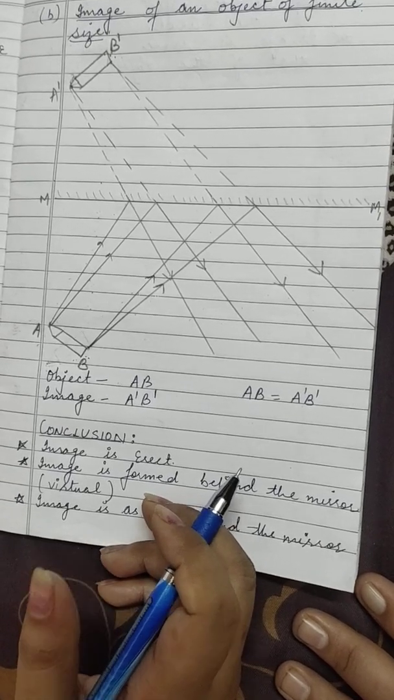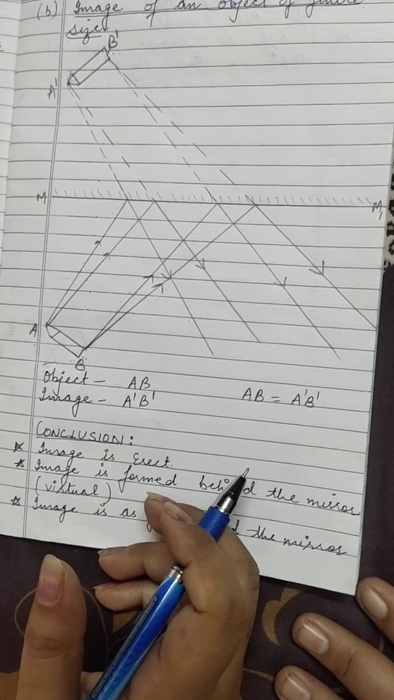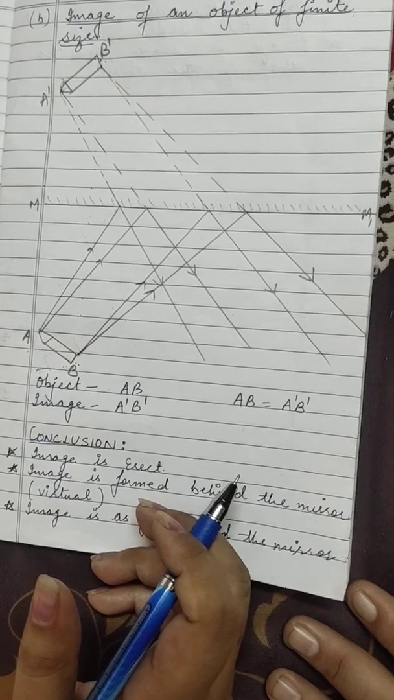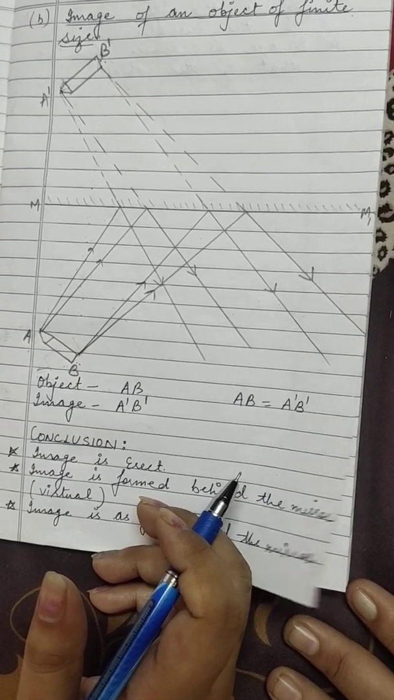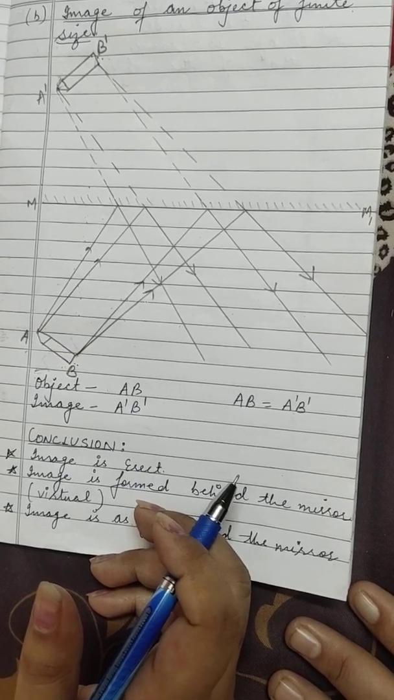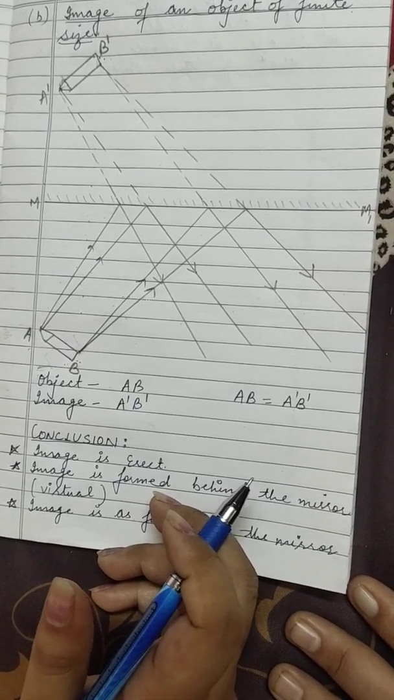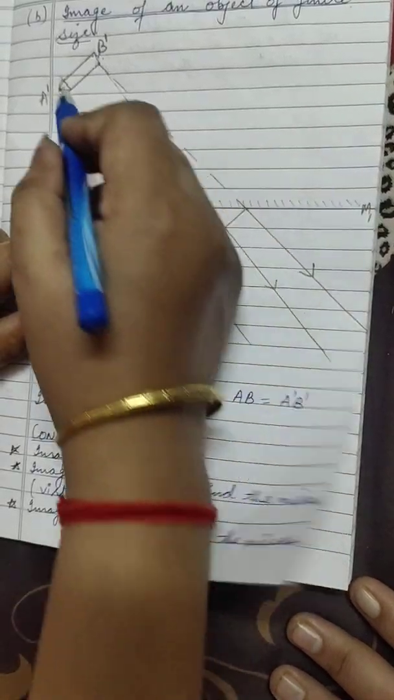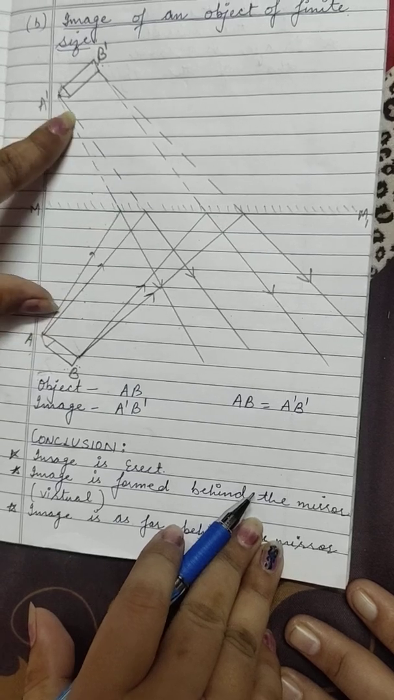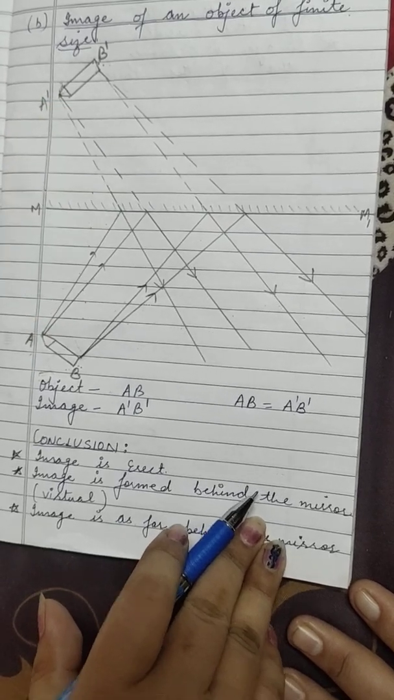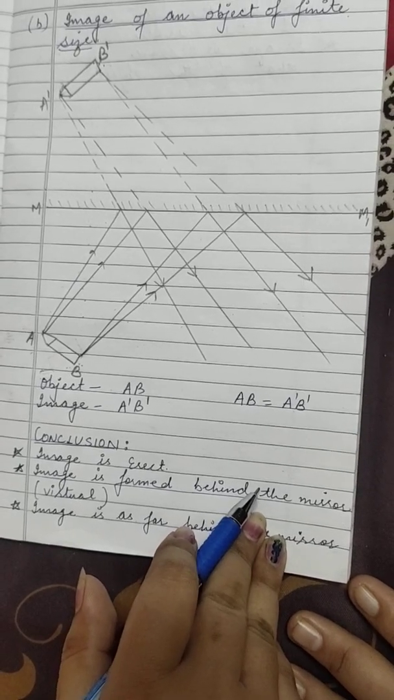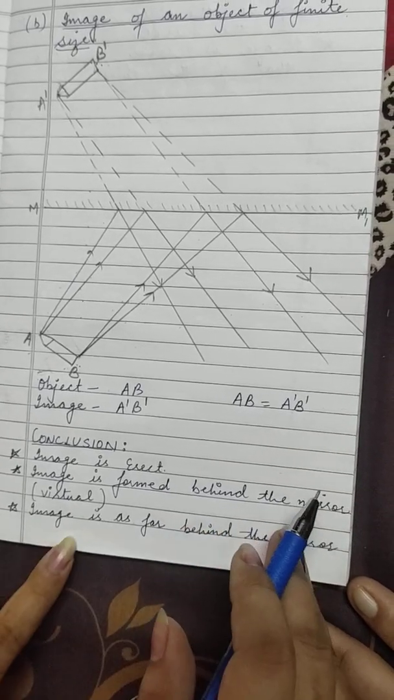So image is formed behind the mirror. Image is not formed in front of mirror, it is always formed behind the mirror. So it is a virtual image. Image that is formed behind the mirror, that kind of image is known as virtual image when the reflected rays are produced backward. Is it clear, beta? Here we are considering that reflected rays are produced backward. That's why the image is formed behind the mirror and it is a kind of virtual image.